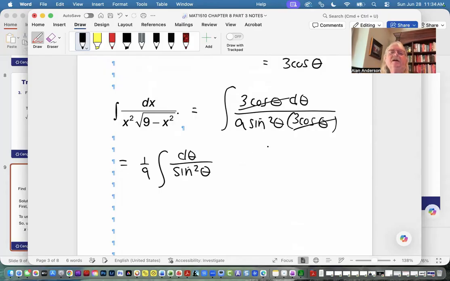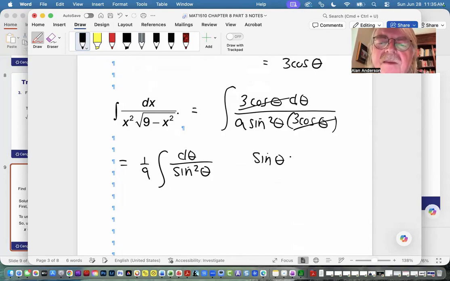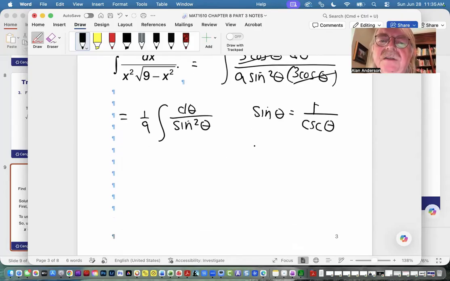All right, now you're looking at this and saying, what do we do now? Well, here's what we have to remember. 1 over cosecant, they're inverses of each other, which implies that 1 over the sine squared of theta is the cosecant squared of theta. I can make that substitution.